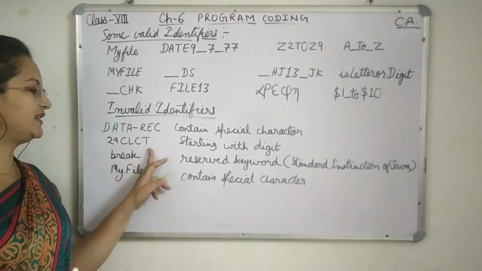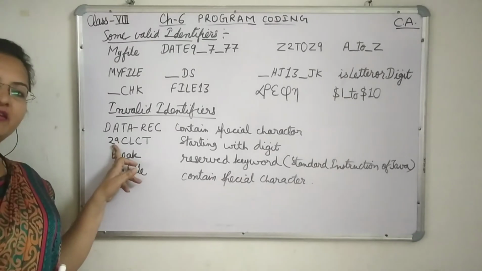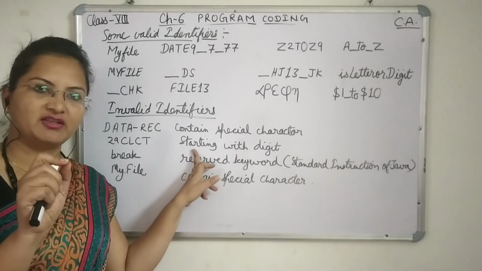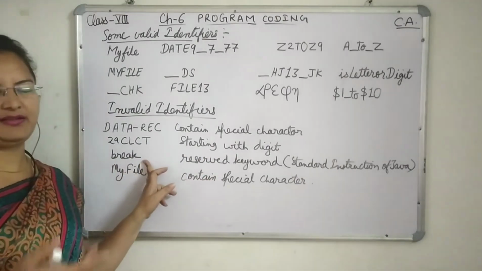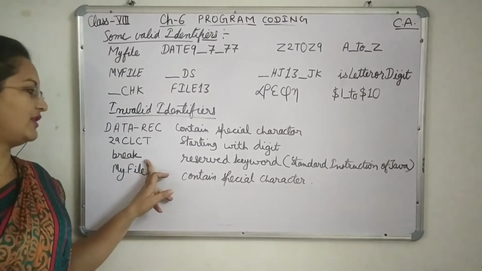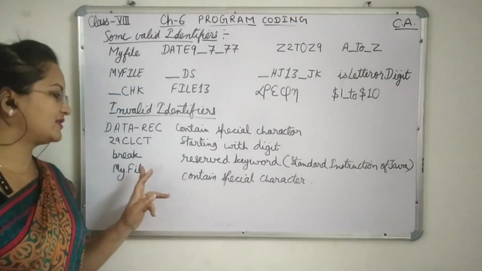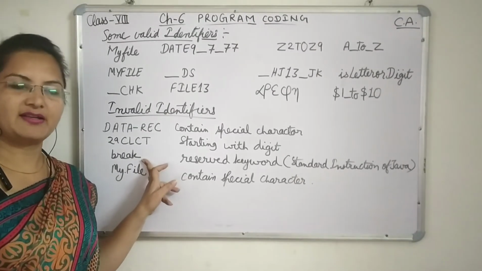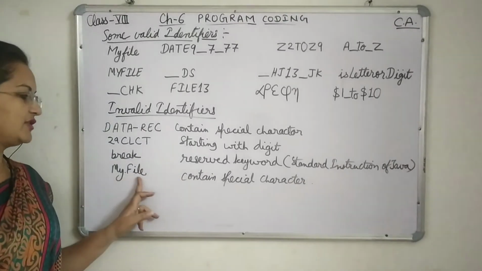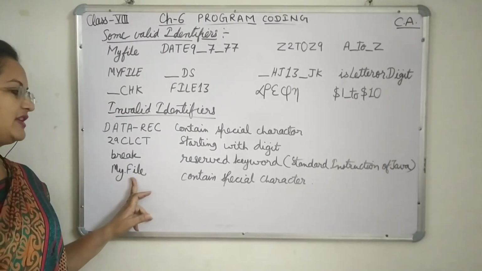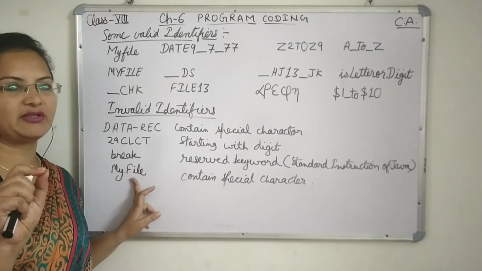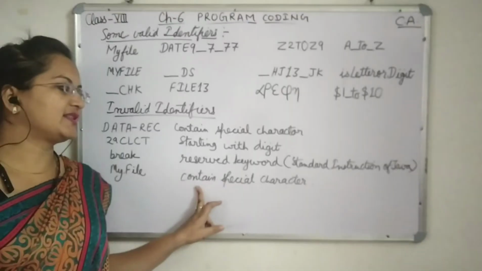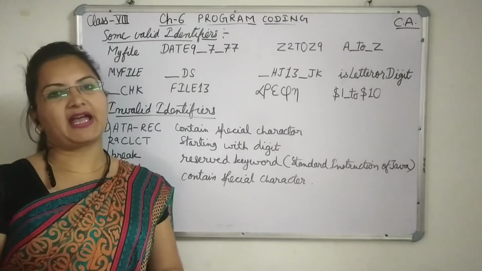Then 29 CLCT. Now you can check, it is starting with numbers. So the reason I have given, it is invalid because it is starting with a digit. Then break. Break is already a standard instruction of Java, that means a reserved keyword. Java has already used this word somewhere in the standard instructions. So we cannot use this as an identifier or variable name. Then my.file. As we have already discussed, we can use only underscore and dollar symbol to separate two or more words. So we cannot use dot over here.